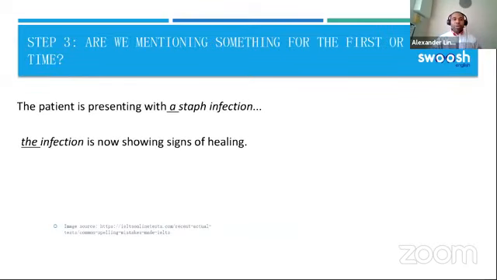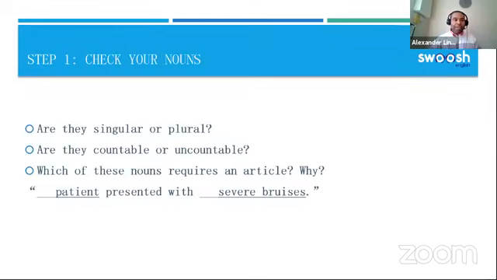Okay, so of course, just before we get to the summary, why was it severe bruises? Why not a severe bruises? Well, let's quickly go back to our first step here, checking our nouns. So are they singular or plural? If a noun is singular, then we can use a or an. Okay, so if it was severe bruise, not severe bruises, then we could have said a severe bruise. But because it's plural, if you've got a plural noun, you cannot use the indefinite article. So you cannot say a severe bruises because we can't use a or an with plural nouns. Okay, so that's why we cannot use a or an with severe bruises.